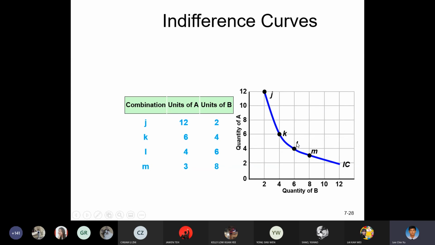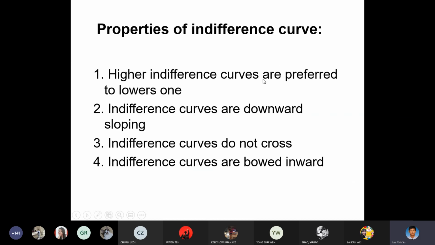So now when we draw it, we draw downward sloping and convex, because when you increase the quantity of B, you need to reduce the consumption of quantity A, since you want to maintain the same level of satisfaction. So it should be convex. After we understand the indifferent curve must be downward sloping and convex, we go for the properties of indifferent curves. Basically we have 4 properties.